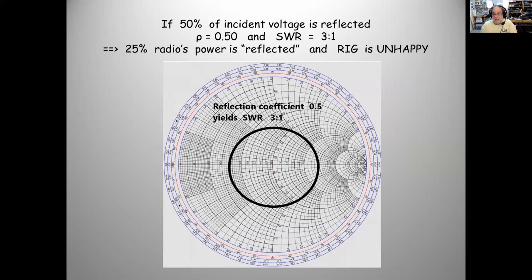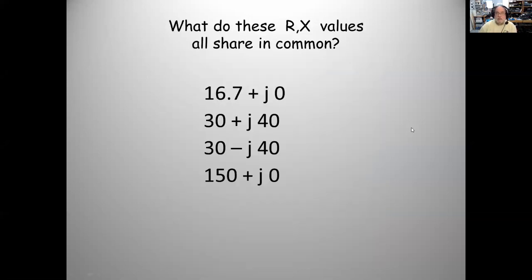Look what happens with an SWR of 3 to 1. My radio is definitely not so happy. I'm not so happy. Sometimes radios shut down with an SWR of 3 to 1. That's not very good. So at this point, I'm starting to think, I've got to fix this. What do these R and X values all share in common? 16.7, that's an odd number, plus J0. 30 plus J40, 30 minus J40, 150 plus J0. What do these R and X values share in common? And Phil can't answer.